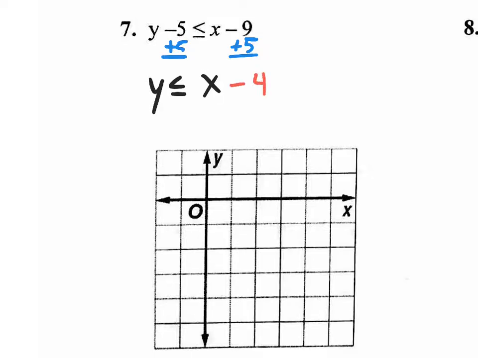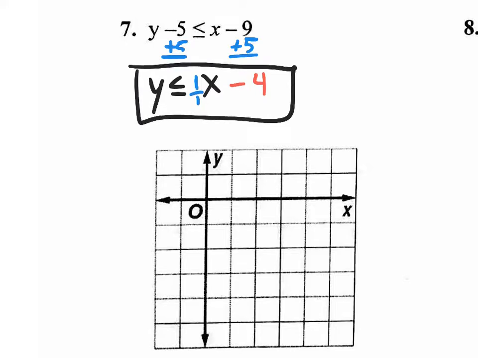And the value in front of x is what? 1. And I'm going to put it 1 over 1 because that's our slope. Pay attention. So we have y is less than or equal to 1 over 1x minus 4. That's now in slope-intercept form. We can now graph this thing.